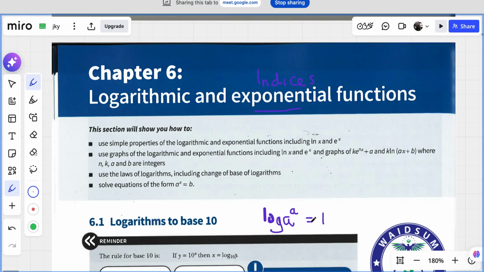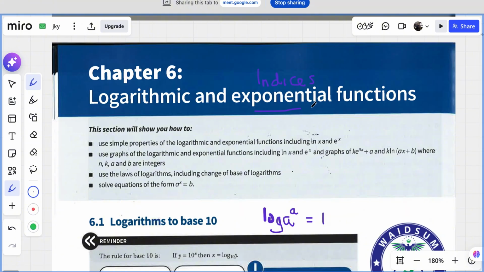Looking at chapter 6, Additional Mathematics, the title of our topic today is logarithmic and exponential function. In simple terms, this is called logarithm, with m at the end. Logarithm and exponential function. Exponent means indices. Exponential function means indices.